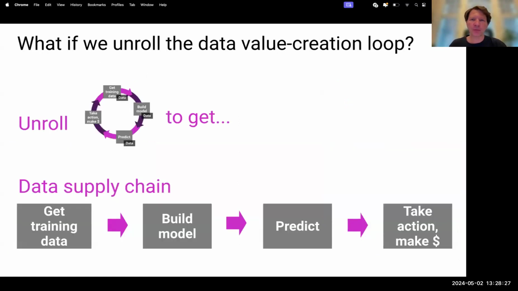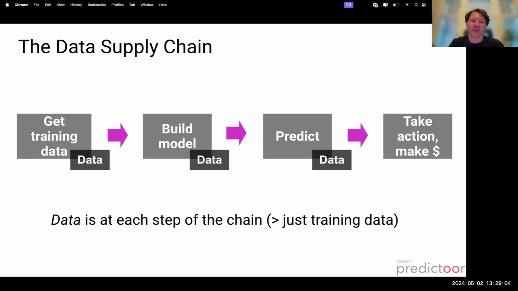Okay. What if we take this data value creation loop and unroll it, right? If we unroll it, we get a data supply chain, right? And this might feel obvious too if you're an AI person for sure, right? You get training data, you build a model, you predict, and then take action, make money. This final step isn't usually talked about, but it's really important. It's part of the supply chain, right? If you ignore that, then you've got 3/4 of a data supply chain, but you don't have something where people can make money. You don't have something where the loop can be closed. So it's really important to have that final step. So we've got this data supply chain, right? And of course, at each step along the way, we've got data just like before, right?